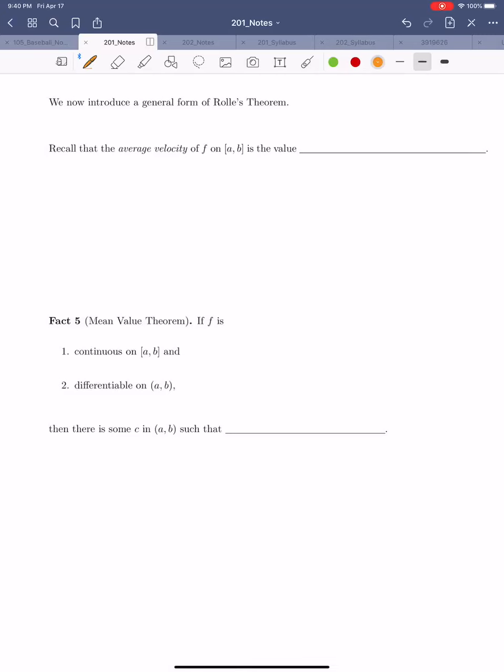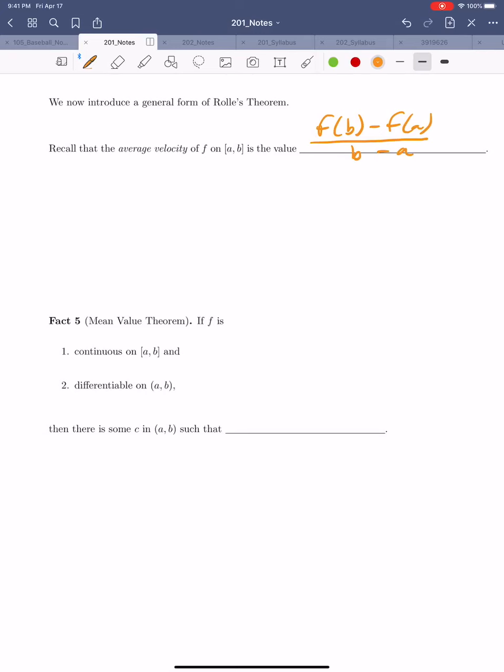Hey everyone, we're going to make a quick video on the mean value theorem, a more general version of Rolle's theorem. We're going to start by motivating the mean value theorem by recalling the average velocity of a function f on a closed interval a to b. Remember that that's the slope of the secant line from a to b, which is f of b minus f of a all over b minus a.